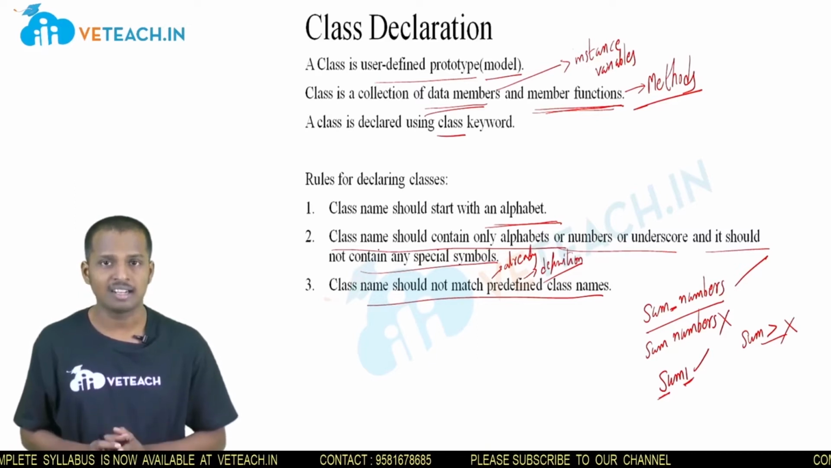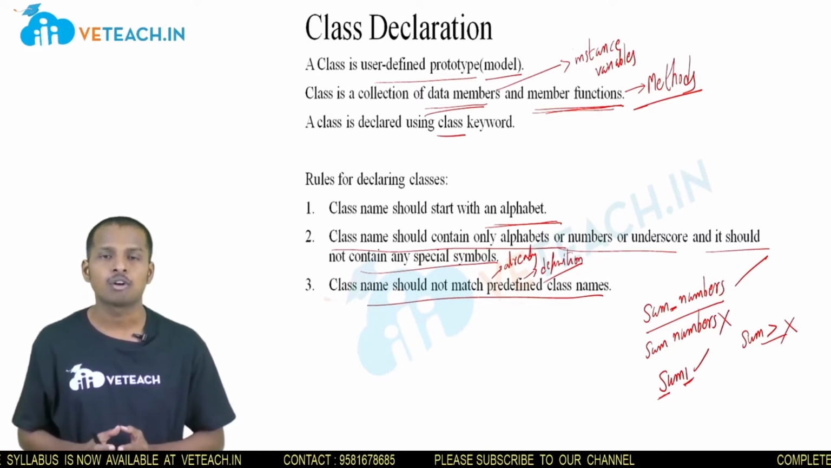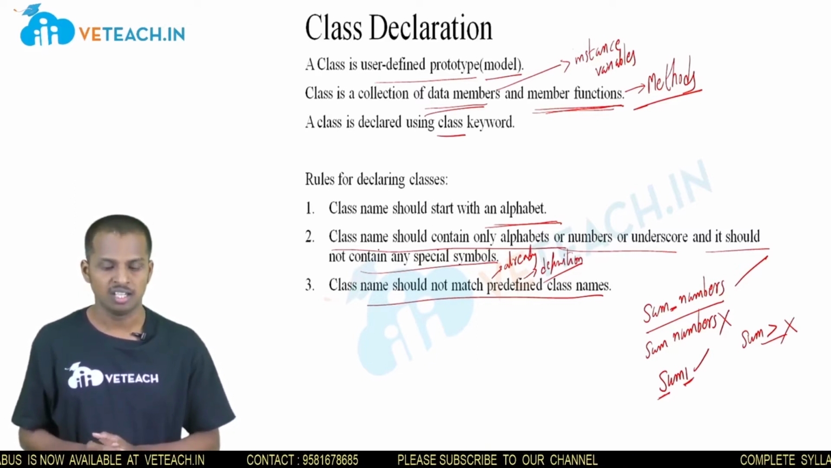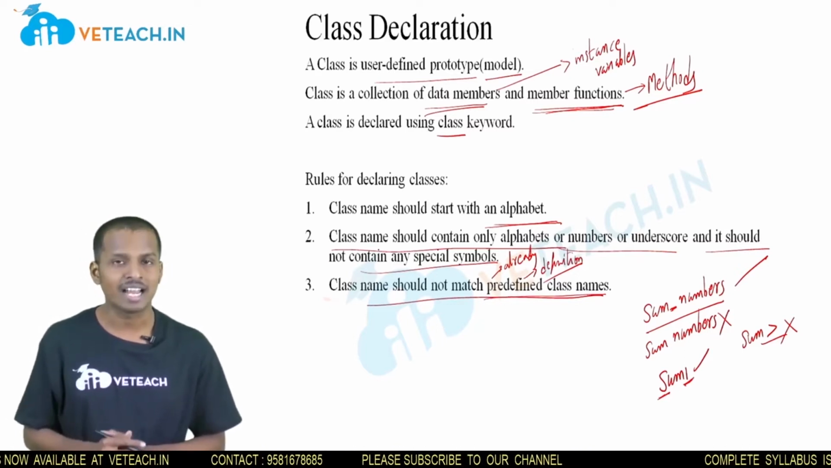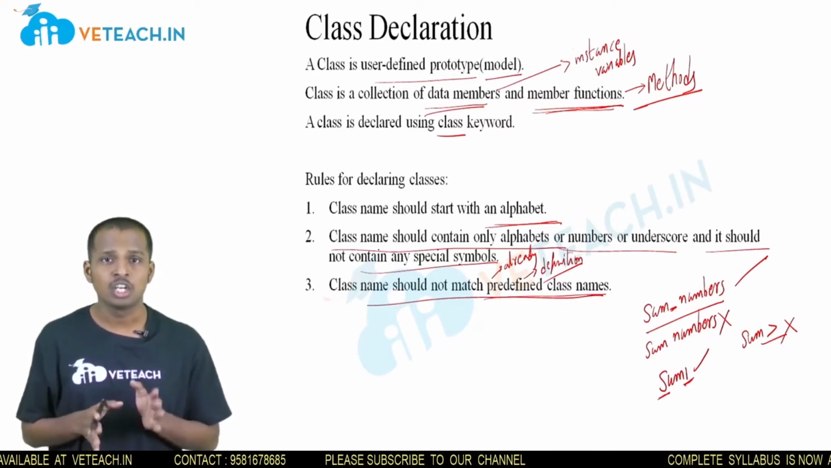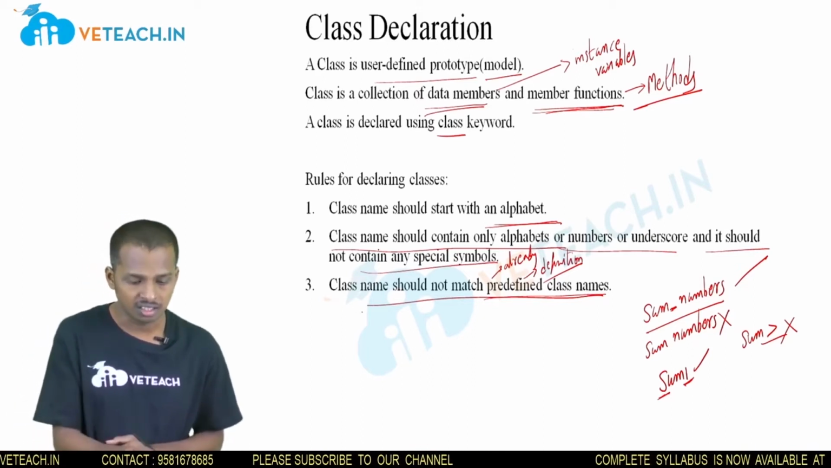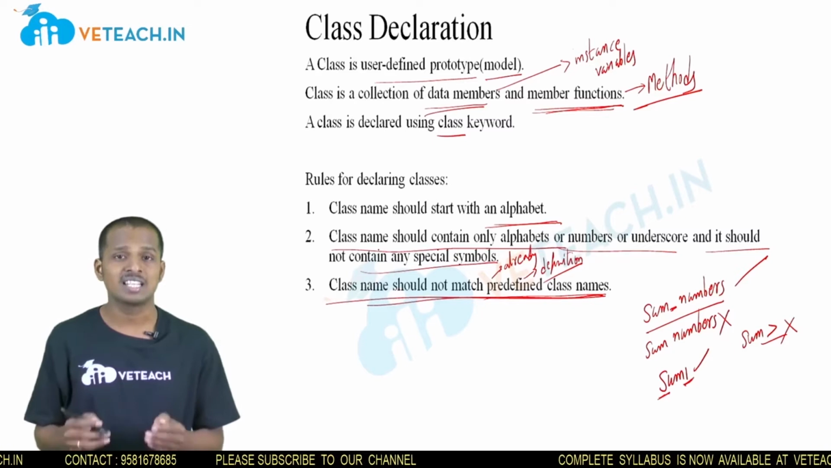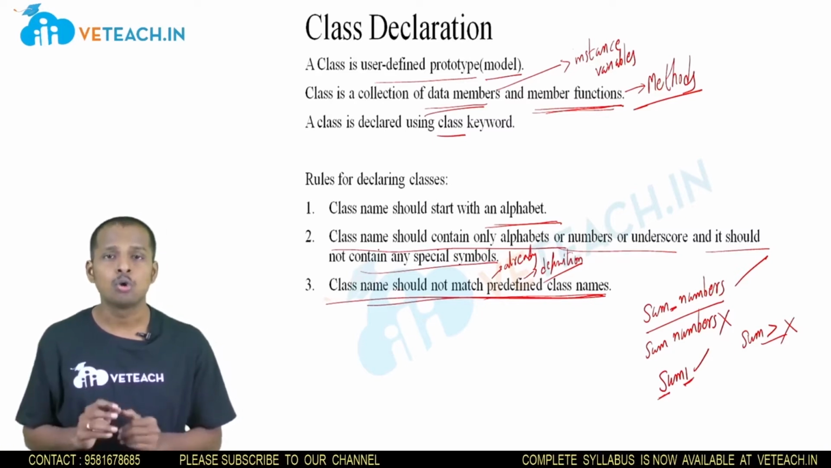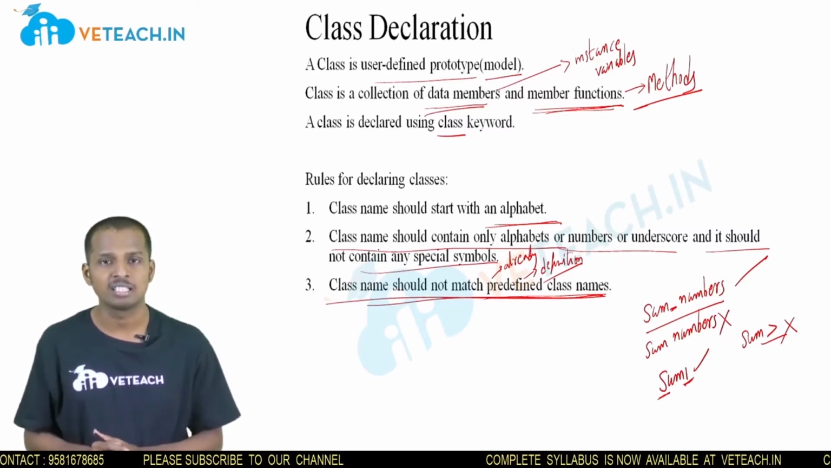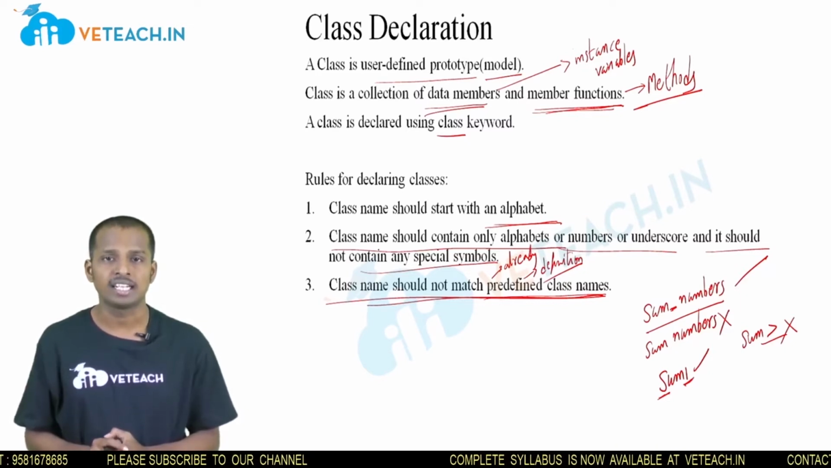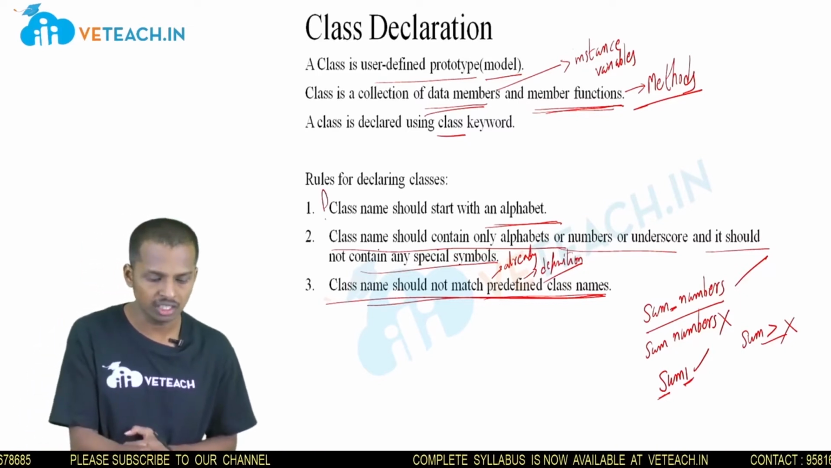There are some predefined classes which are already defined for performing some operations. Those classes are known as predefined class names. Those class names cannot be used as your user defined class names. The third point we need to remember is that the class name that you write for your class should not match with the predefined class names. You need to be careful while writing the class names by following these three rules.